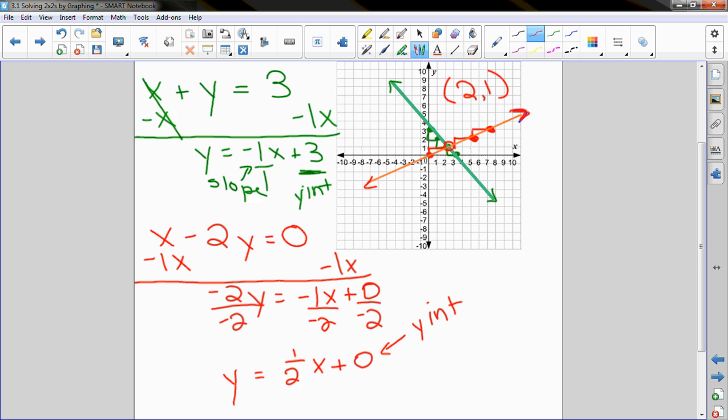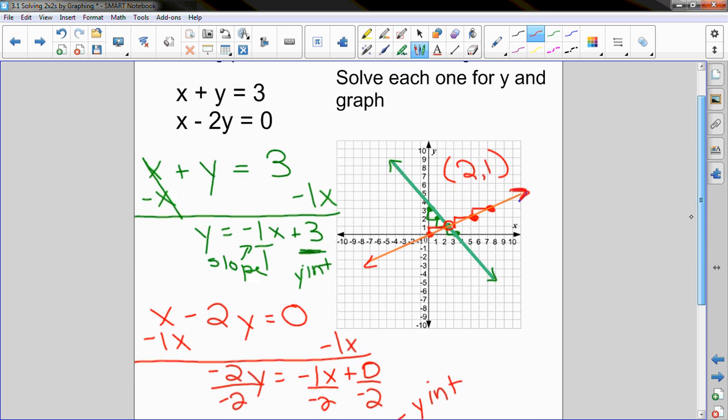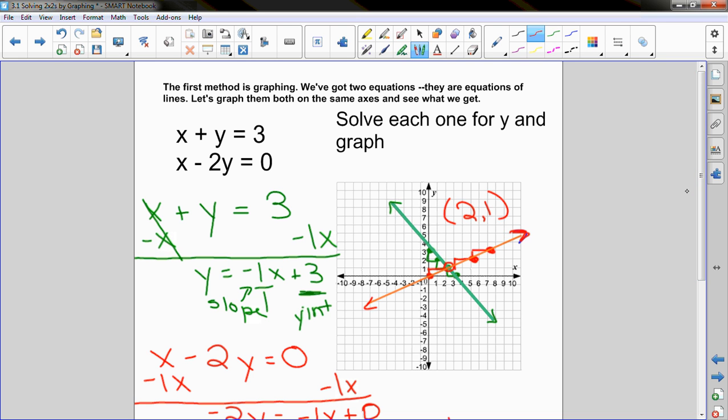What that means is, if I go back to the original equations, I'm going to scroll up here. If I go back to the original equations and put 2 in for x and 1 in for y, they'll both be true. Let's see if it works. You don't have to do this for all of them, but we just want to see. That's one way to get them.